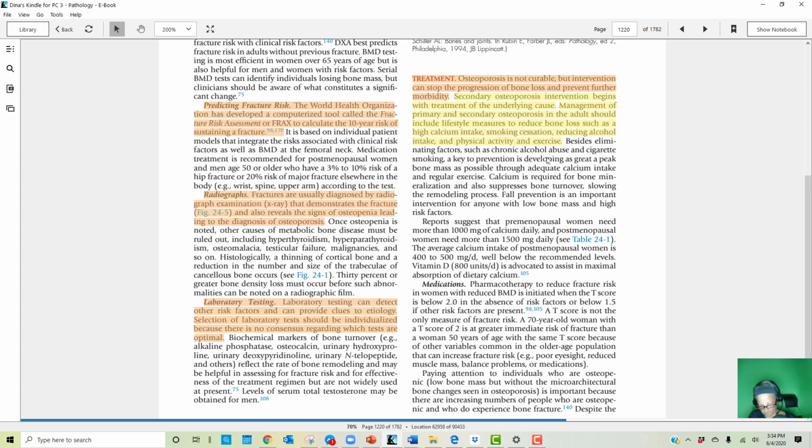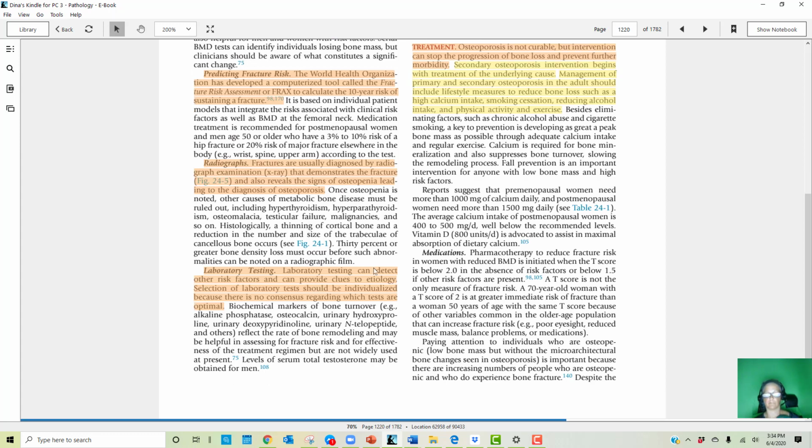Besides eliminating factors such as chronic alcohol abuse and cigarette smoking, a key to prevention is developing as great a peak bone mass as possible through adequate calcium intake and regular exercise. Calcium is required for bone mineralization and also suppresses bone turnover, slowing the remodeling process. Fall prevention is an important intervention for anyone with low bone mass and high risk factors. Reports suggest that premenopausal women need more than 1,000 milligrams of calcium daily, and postmenopausal women need more than 1,500 milligrams daily. See Table 24.1.